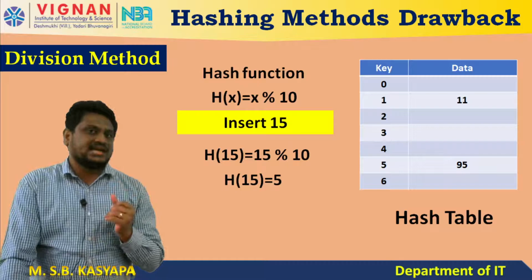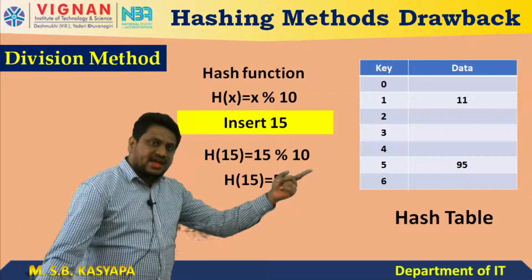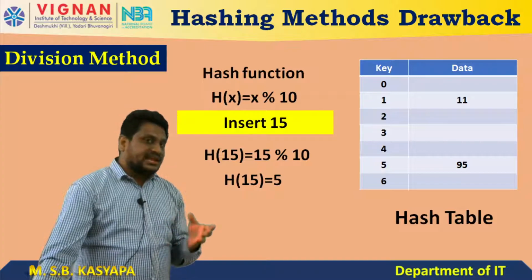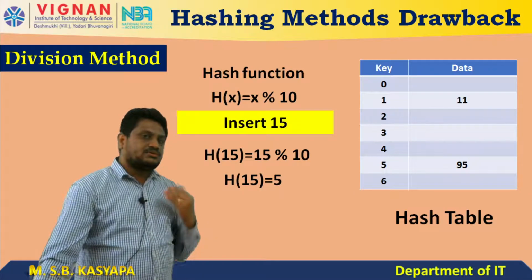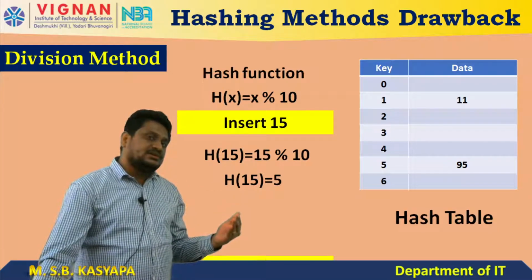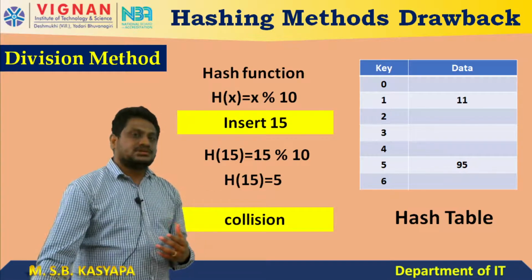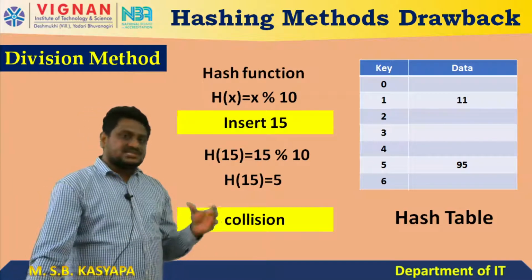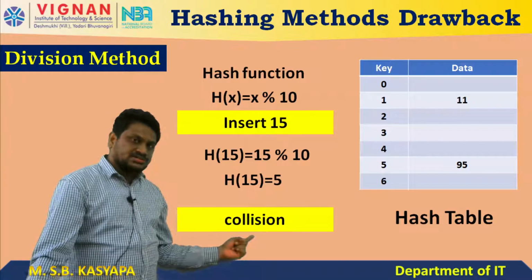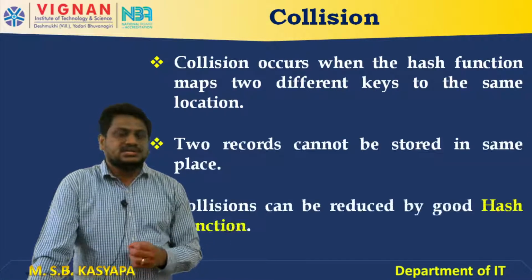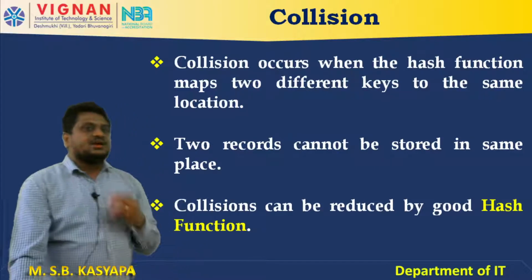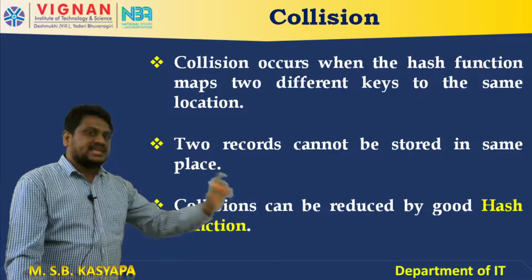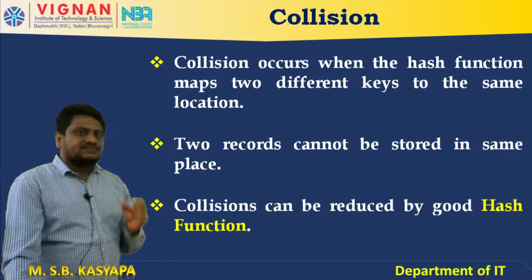But let's check the hash table. In the hash table at 5 I already have the data 95. So can I insert 15 at 5? No. Why? Because I already have data there. If this type of problem occurs, then a collision has occurred. So this type of problem is also called a collision. So what is a collision? If I want to insert more than one value in the hash table at the same key, then a collision occurs.